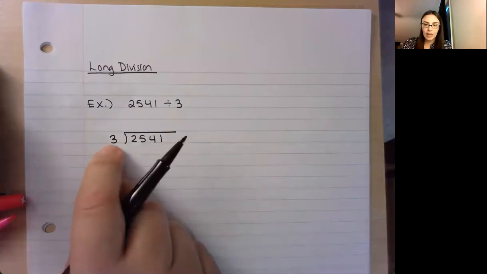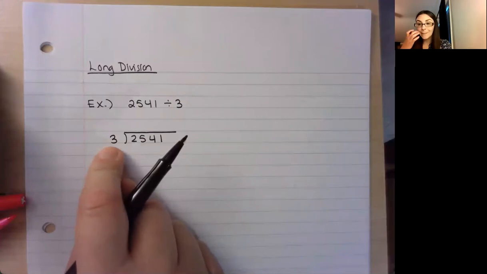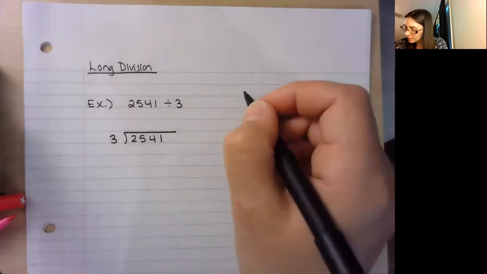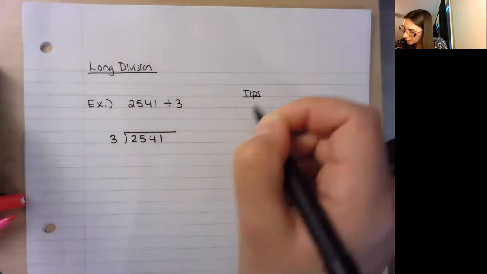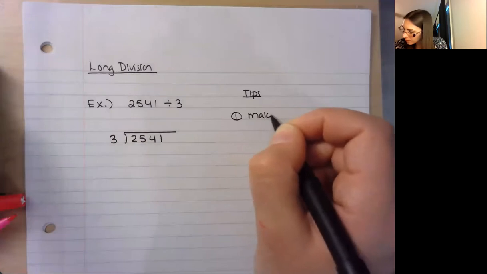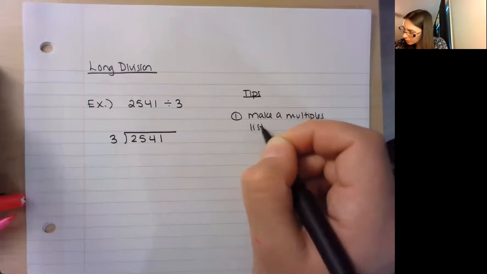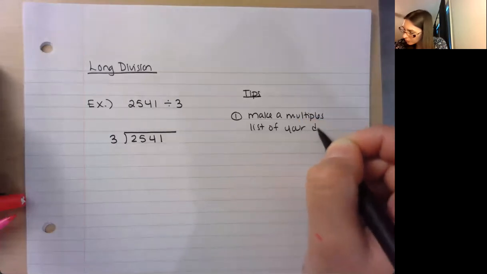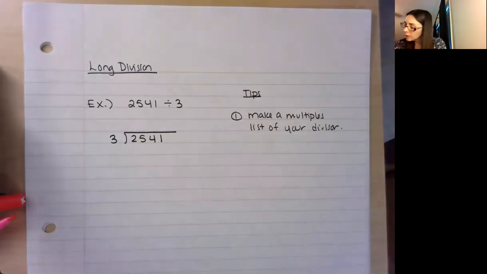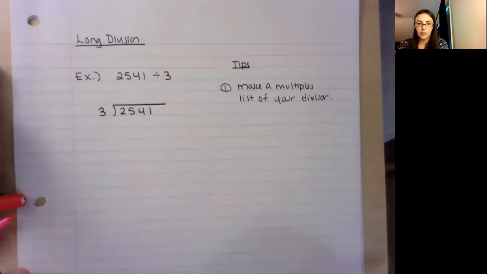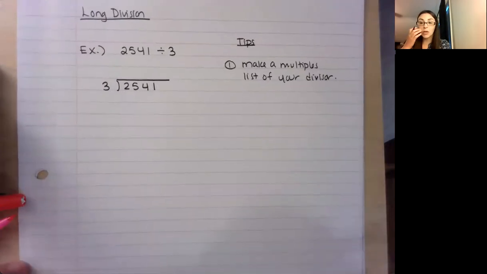So that 3 on the outside, before you get started, you may want to make a multiples list of your divisor. So over here, I'm going to just make some tips. Now, if you're really good at your multiplication facts or your multiplication table, then you probably don't need to do this because you're going to be pretty good at long division naturally. But if you're struggling with those multiplication facts, then this is really helpful. It takes time up front, but then it's going to make everything else much easier.